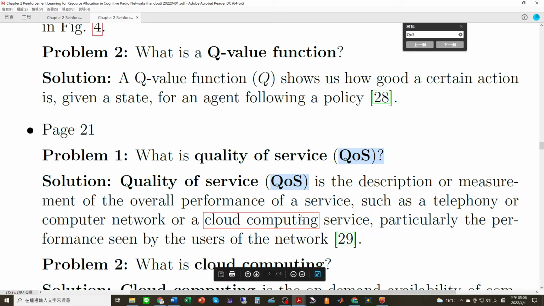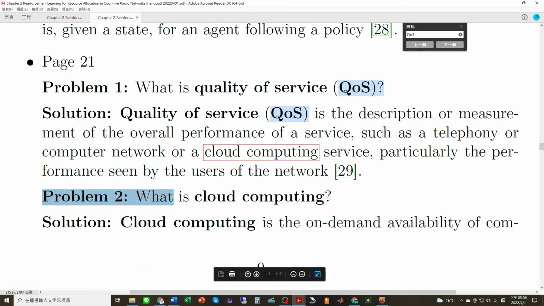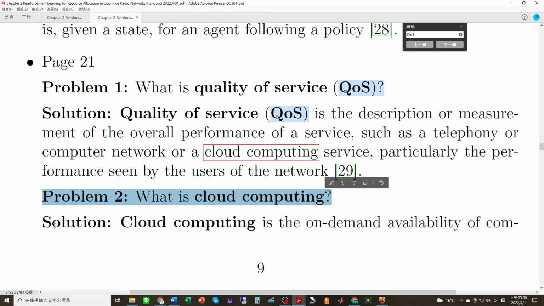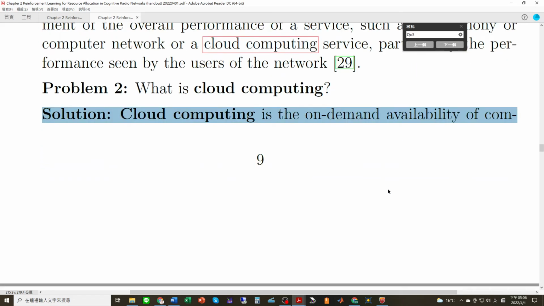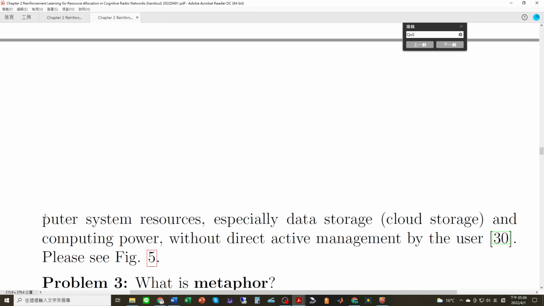Cloud computing is also a very important technology nowadays, particularly the performance seen by the users of the network. Problem 2. What is cloud computing? Solution: cloud computing is the on-demand availability of computer system resources, especially data storage, cloud storage.